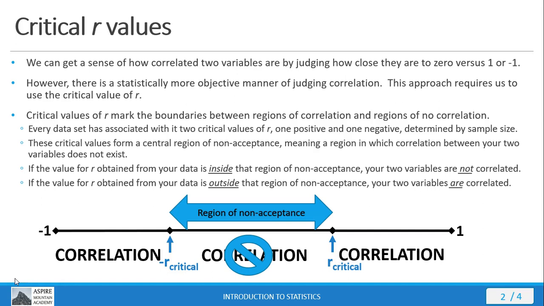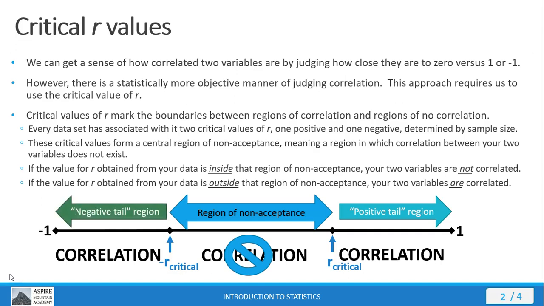Just think of a positive tail region as this region of acceptance on the positive side of your number line, and here where the R value from your data is greater than your positive critical R value. Likewise, you can think of a negative tail region as this region of acceptance on the left, where the R value from your data is less than the negative critical R value. So there's the positive tail region on the right, the negative tail region on the left.